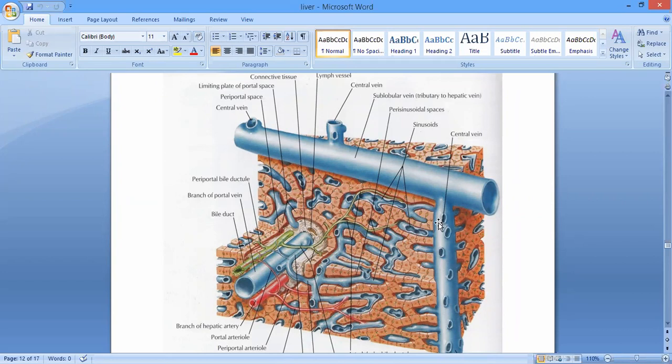Okay, this is the central vein. And after coming into the central vein, these central veins are going to open into these sublobular veins, and these sublobular veins unite to form the hepatic vein. Okay, is it clear?